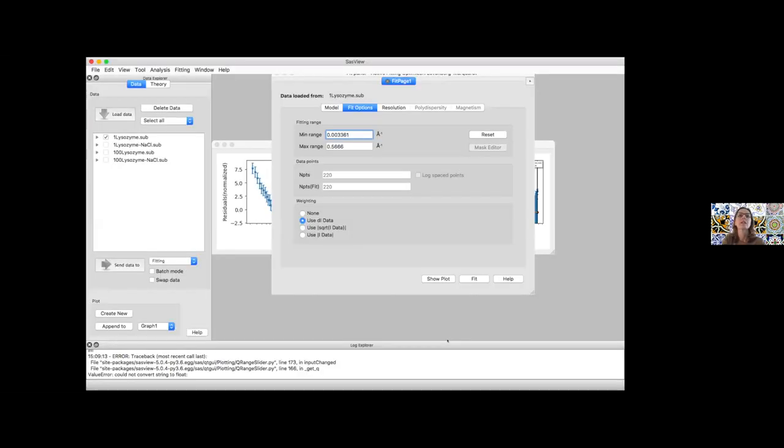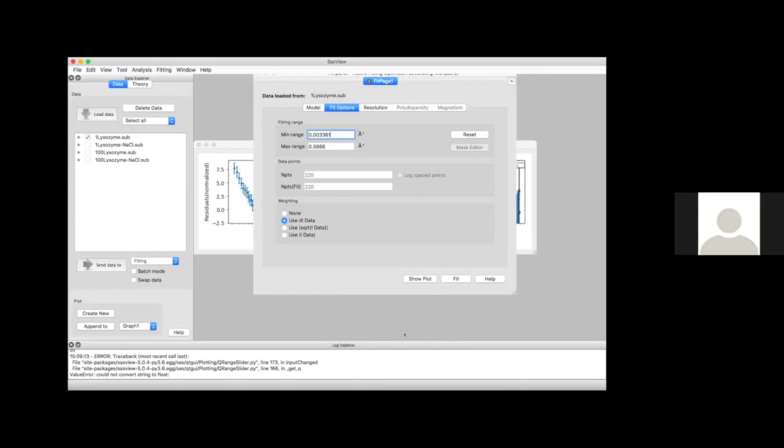Do you want to share the screen? Sure. Okay, let me stop sharing. Let me see. I think I can. Hopefully it lets you share. Yeah, there we go. Okay.